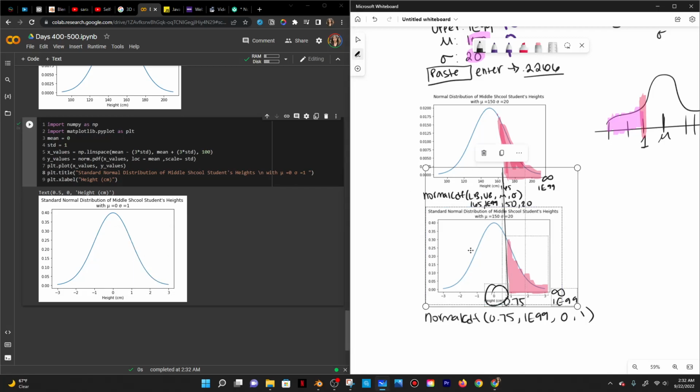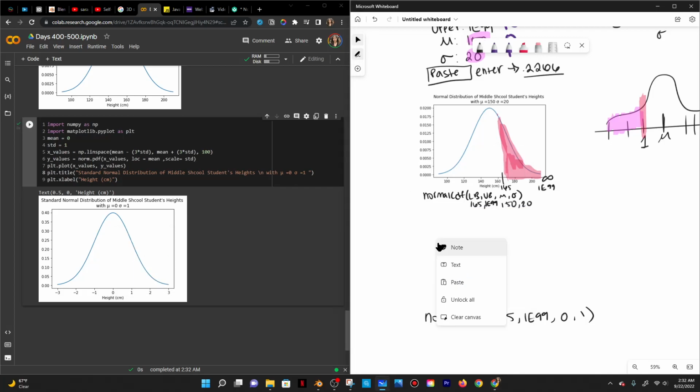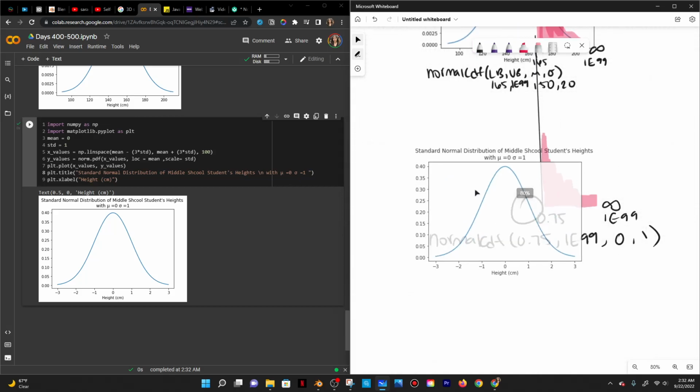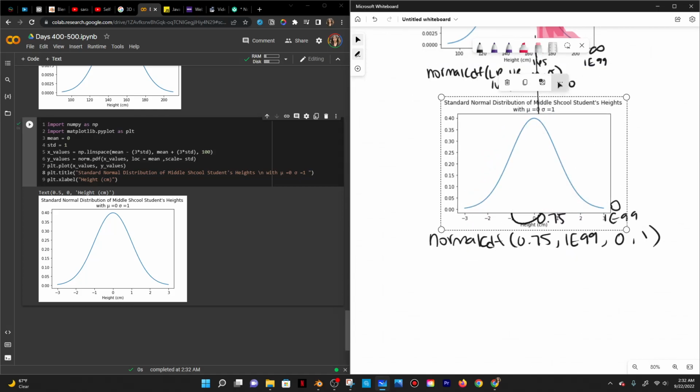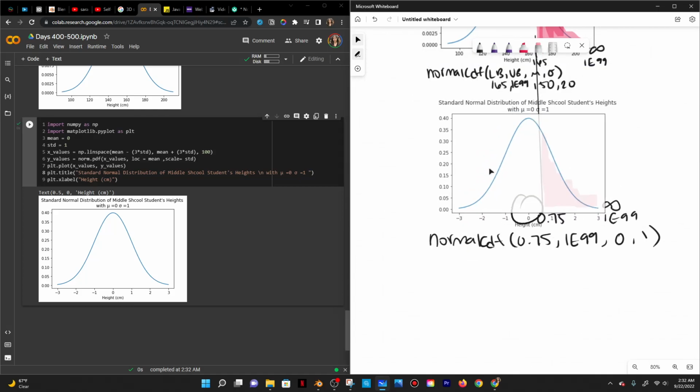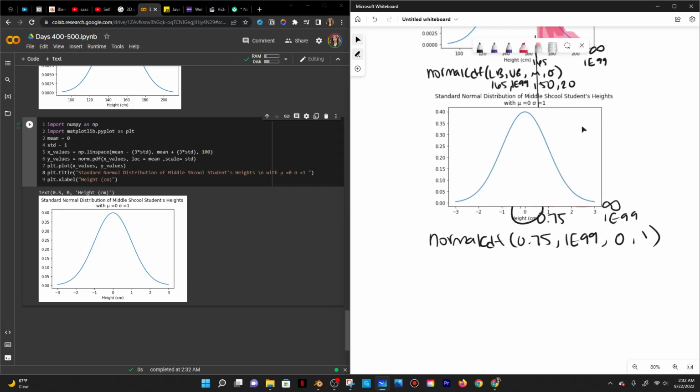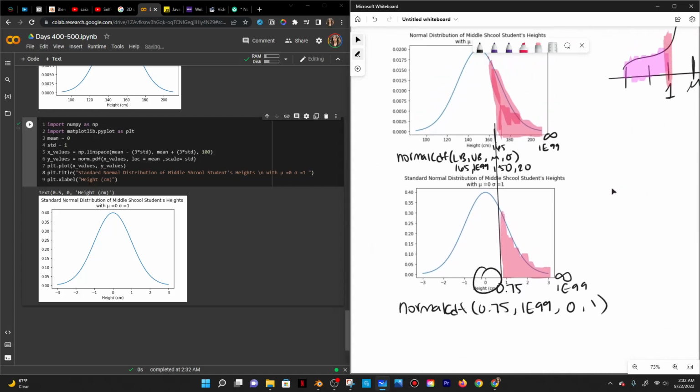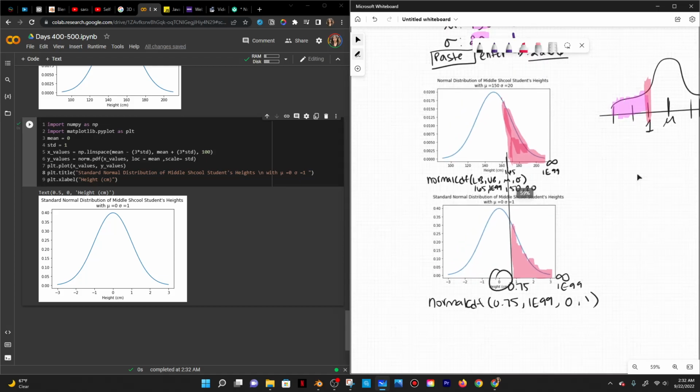Copy image. Whoa, did not mean to do that. How do I go back? Send back. All right, so that's the idea. And yeah, that's pretty much explaining everything.